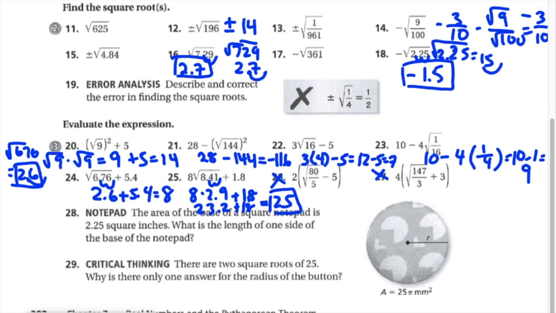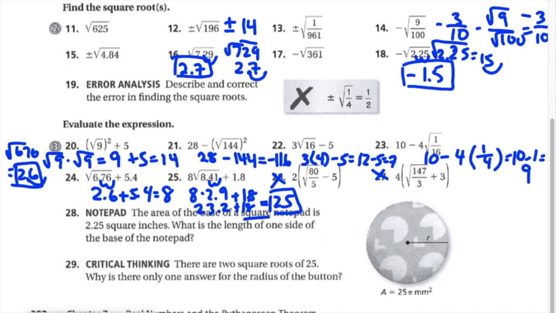So it says the area of the base of a square notepad is 2.25 square inches. We need to know what the length of one side of the base of the notepad is. This is similar to what we did in 4, where we had the square. Okay, we talked about the square notepad.